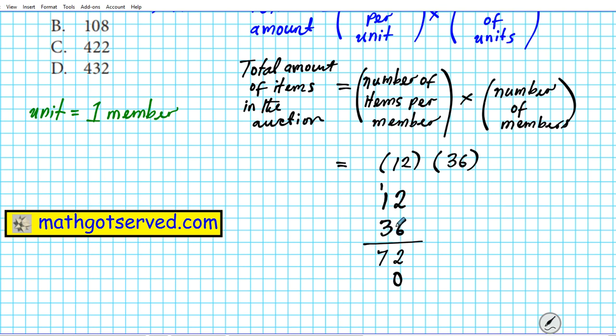3 times 2 is 6. 3 times 1 is 3. Just simply add downwards. Always start adding from the ones place. 2 plus 0 is 2. 7 plus 6 is 13. Carry 1. 432 items total. So these are the total number of items that there will be in the club. The answer for number 2 is letter D.